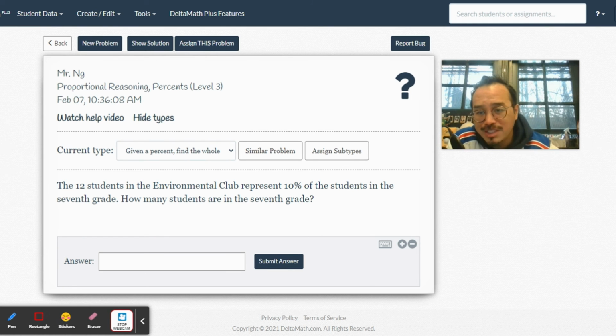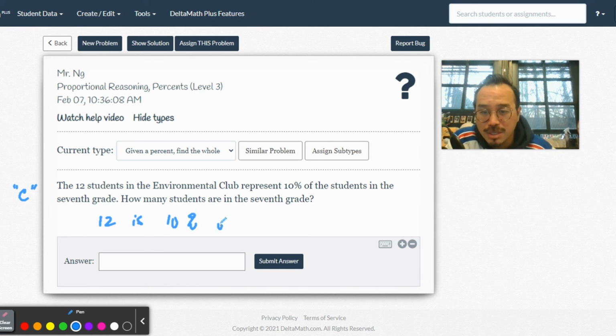So the 12 students in the environmental club represents 10% of the students in the seventh grade. How many students are in the seventh grade? So this is a type what? Yeah, it's a type C question. Because the question sounds something like this, I'll write it out this time. The question sounds something like: 12 is 10% of what? So meaning they're looking for the whole thing, right?